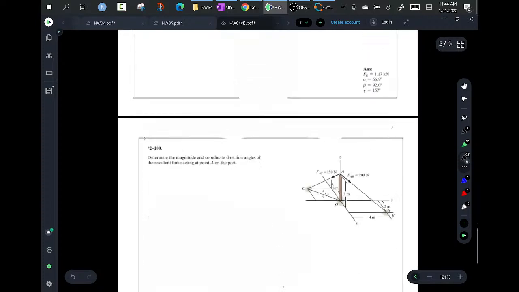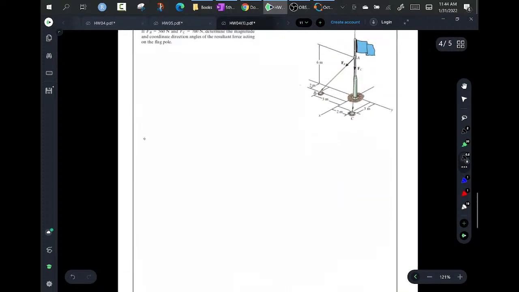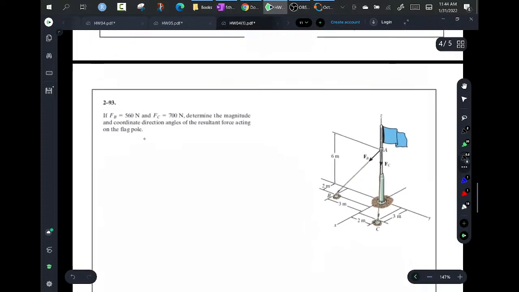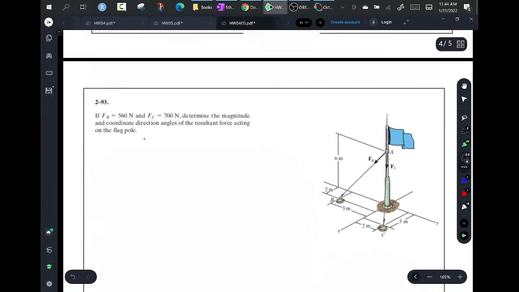Okay, two more. I don't think I'm going to be able to finish all of them here. So here you have F, B, and C.